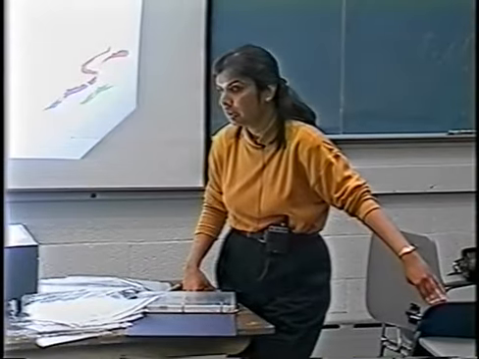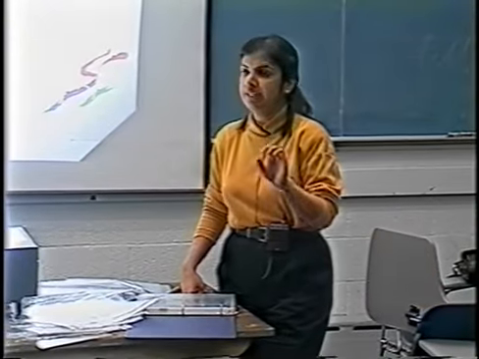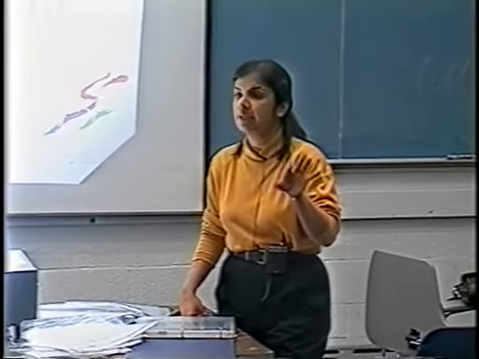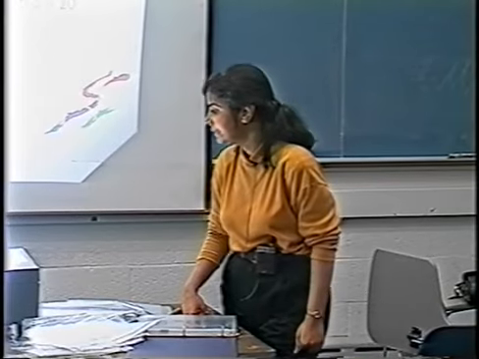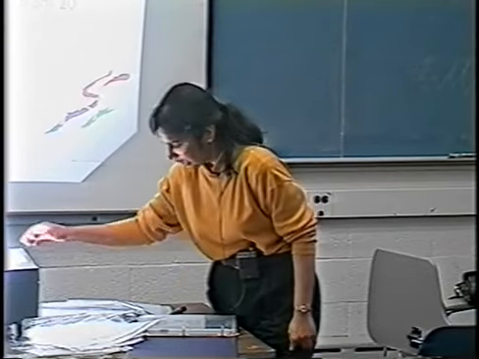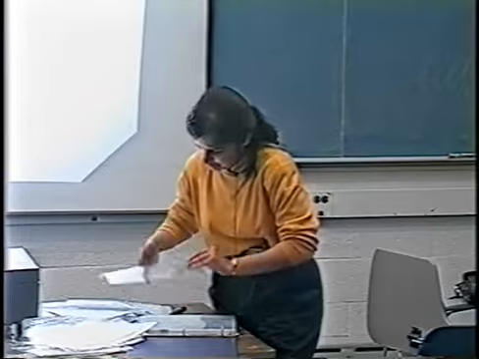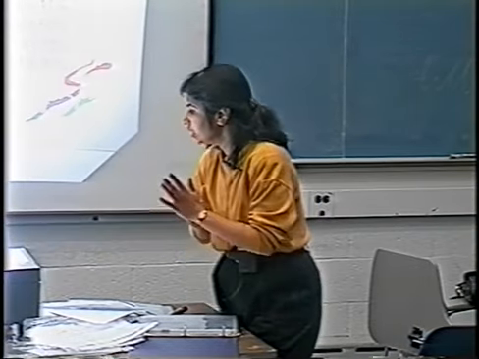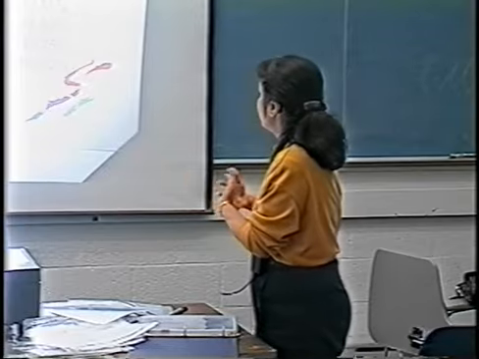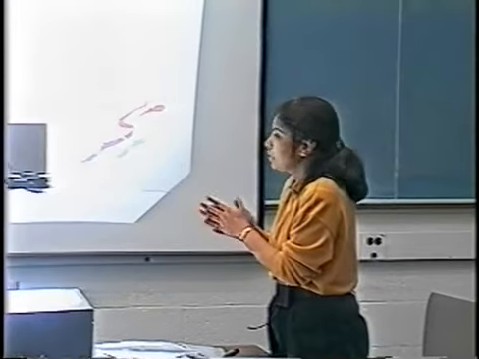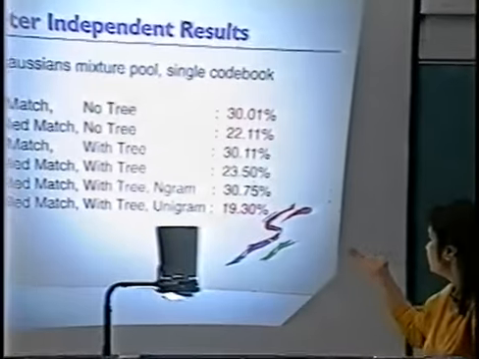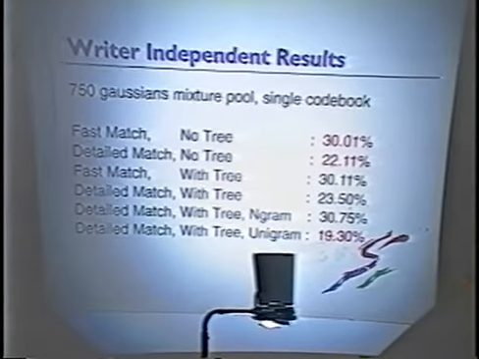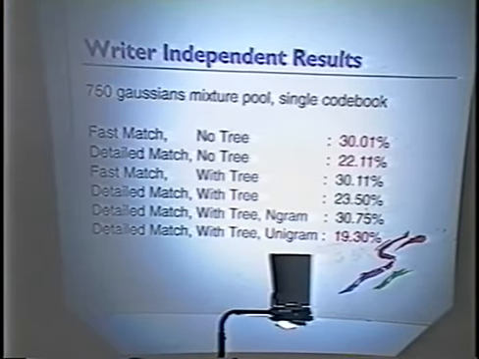150,000 isolated characters plus 100,000. Typically the error rates on this data set start out at something like 30% for your fast match, and then when you use detailed match with unigram, it goes down to about 20% error rate.